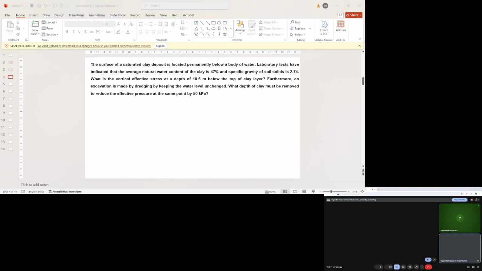Here we need to remove 6.58 meters of clay and it will be automatically replaced with water, since the depth of the water column is not going to change. Hope this is clear.